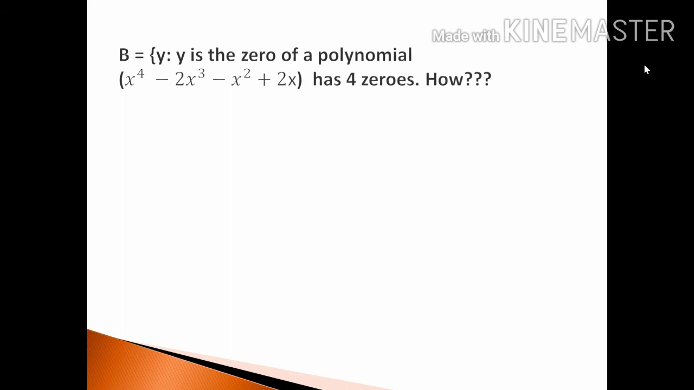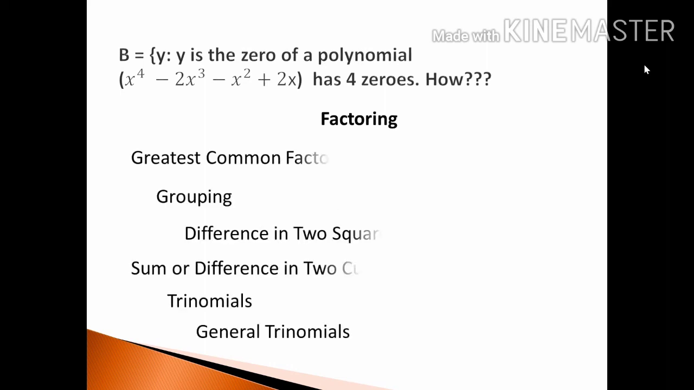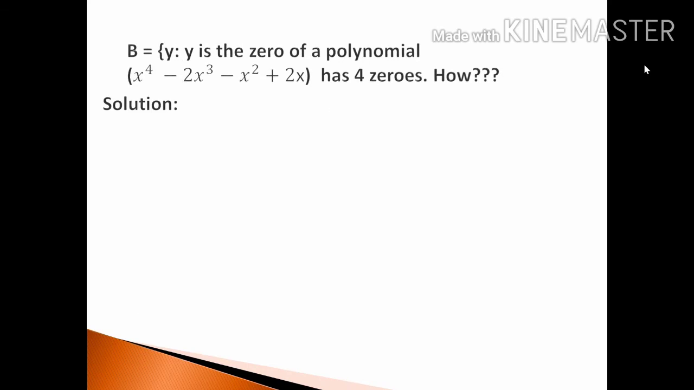Okay, so in order to solve the zero polynomial, we need to recall the factoring. And these are some types of factoring. We have the GCF, greatest common factor, grouping, difference of two squares, sum or difference of two squares, trinomials or perfect square trinomial, and the general trinomials. Now, in order to solve these zeros, we need to use these factoring ideas. So let us now try to do the solution.